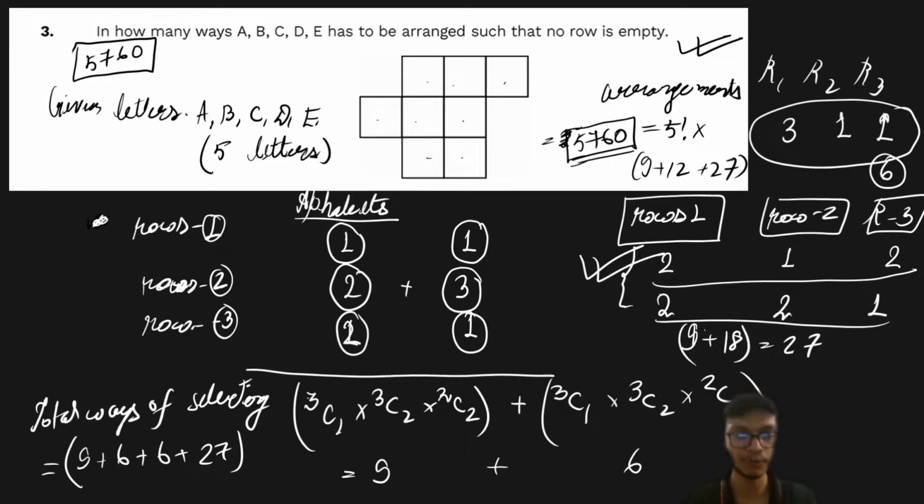So the answer we are getting is 5760 ways. There are 5760 ways in which we can arrange these particular letters such that no row remains empty. I'm assuming this is clear to all of you. Please let me know if you have any questions. Okay, so with this, let's move to the next problem.